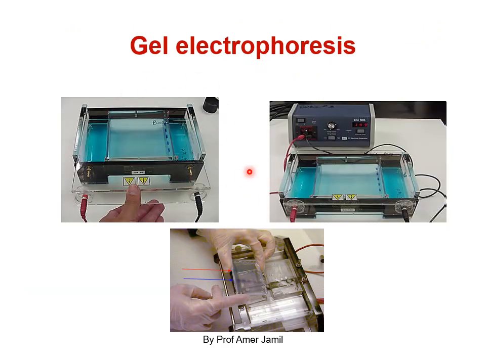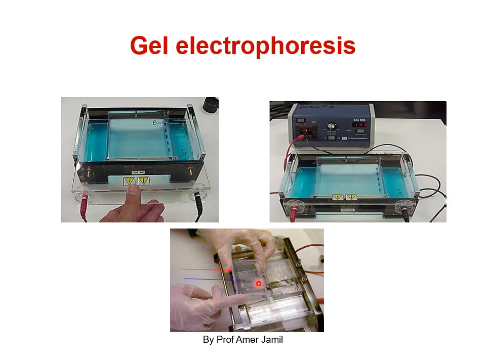So you apply a voltage, a current, to your gel, and the gel is dipped in the buffer. You apply your sample after putting the gel in the buffer, and once you turn the power supply on, the samples start moving, and you can see the blue color here. This is not the DNA, it is the dye.